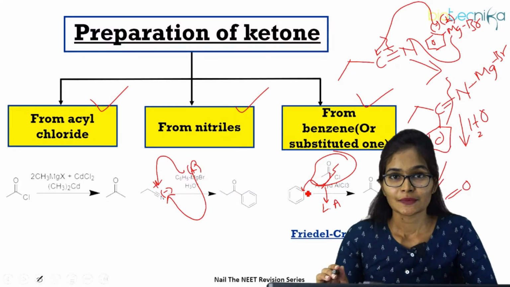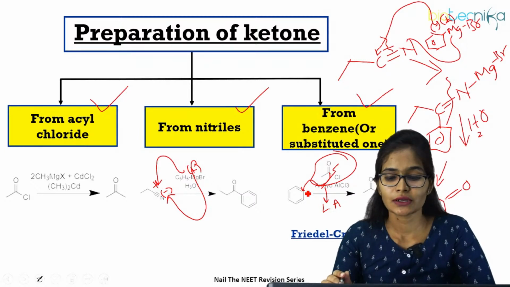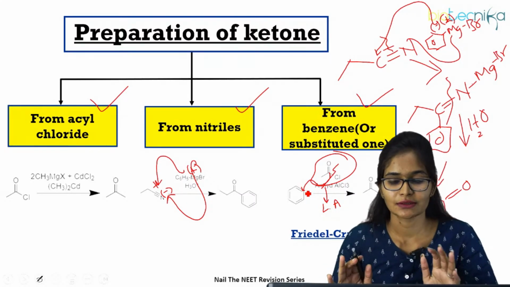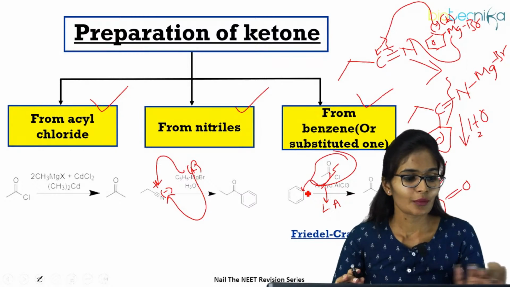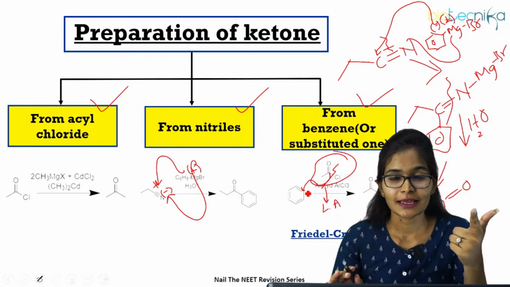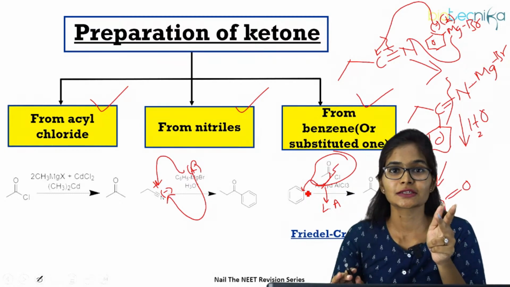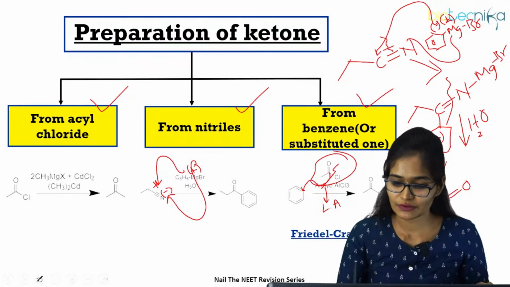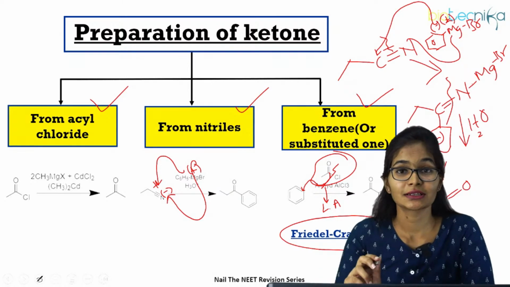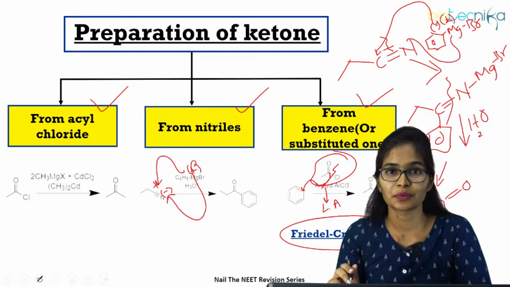So from substituted benzene, or else simply from benzene also, you can get the ketones. That's it. So overall, how many? Three reactions we studied: from acyl chloride, from nitriles, and lastly from benzene, just Friedel-Crafts acylation we have done. So this is the Friedel-Crafts acylation reaction, the name reaction, whatever we have seen in the ketone part, right?